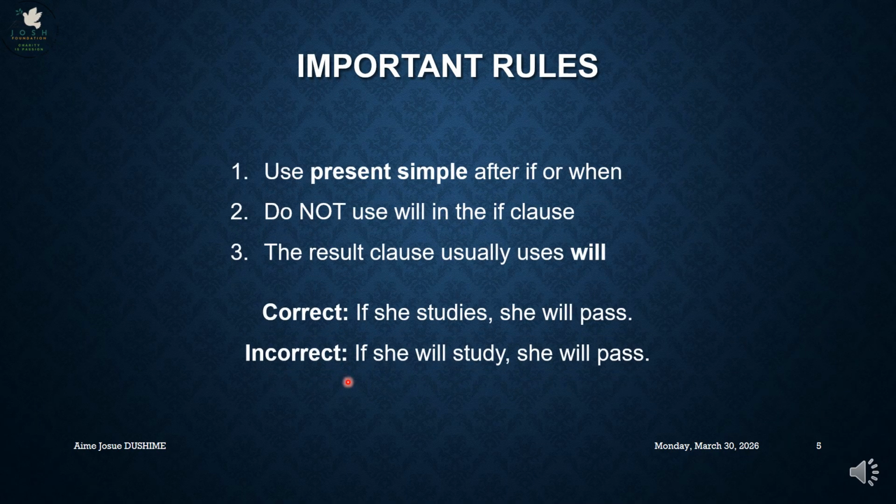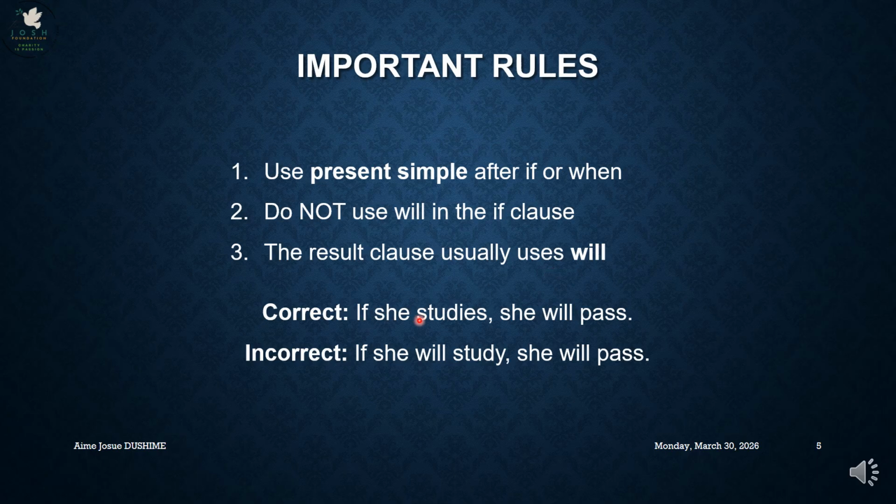Let's see the important rules. Rule number 1: use present simple after if or when. That's the first one. The second rule: do not use will in the if clause. Don't say "if I will never do that." When you use if or when, put present simple, not will. The result clause, which is the last clause, usually uses will. The condition should use if or when plus present simple, no will. And the result is the one which has the future meaning.